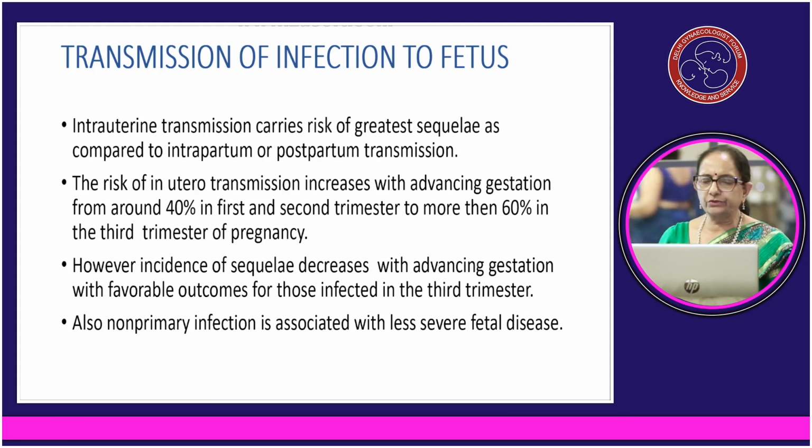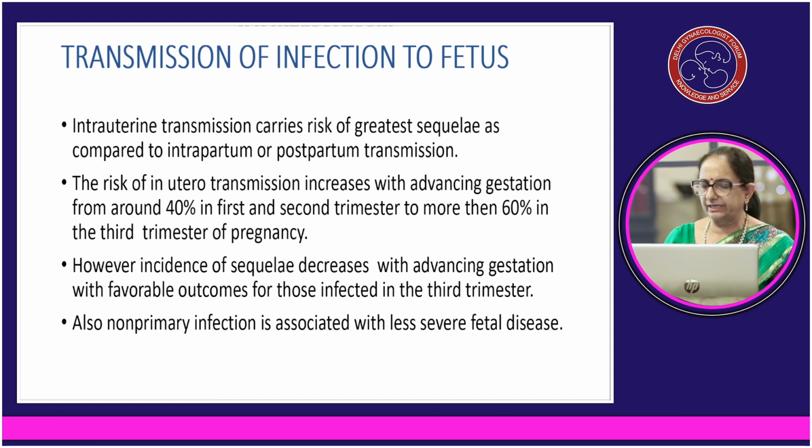The risk of in utero transmission increases with advancing gestation from around 40% in first and second trimester to more than 60% in the third trimester of pregnancy. However, incidence of sequelae decreases with advancing gestation with favorable outcomes for those infected in the third trimester. Also, non-primary infection is associated with less severe fetal disease.